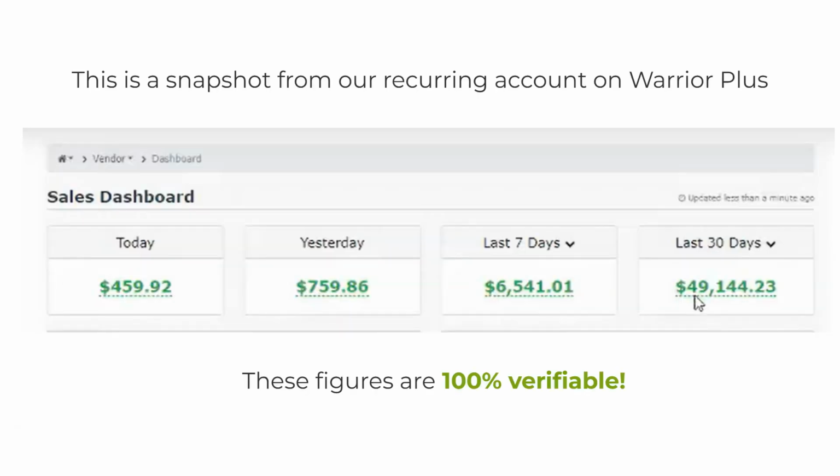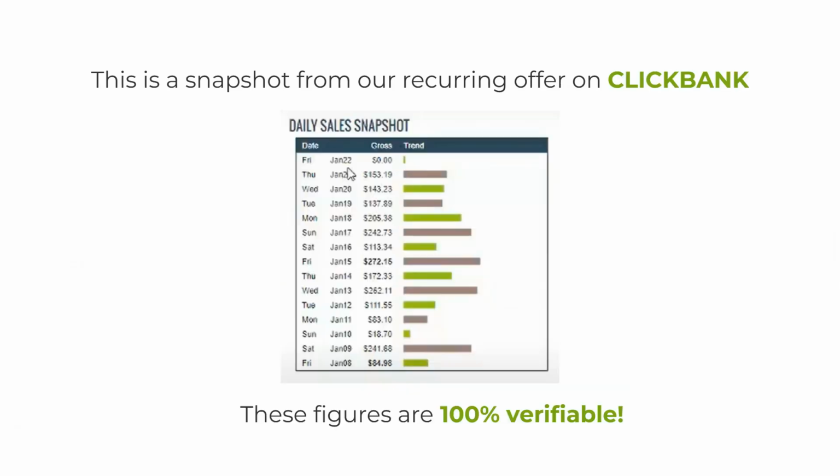This is a snapshot from our recurring account on Warrior Plus. These figures are 100% verifiable. Now look at that, we're making $50,000 a month with this. And this is a snapshot from our recurring offer on ClickBank. Again, 100% verifiable and bringing in $100 to $200 every single day.